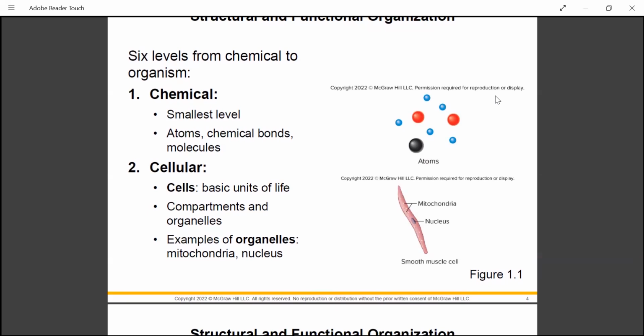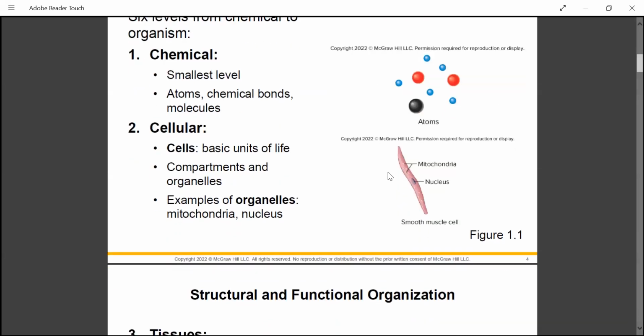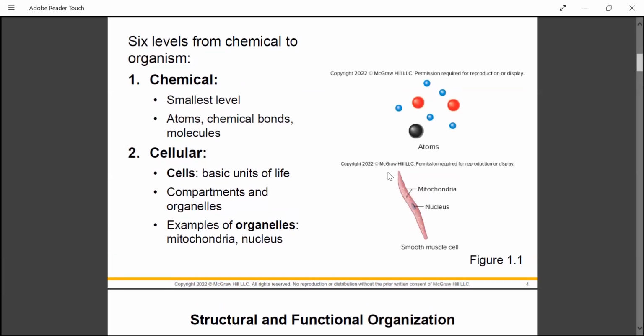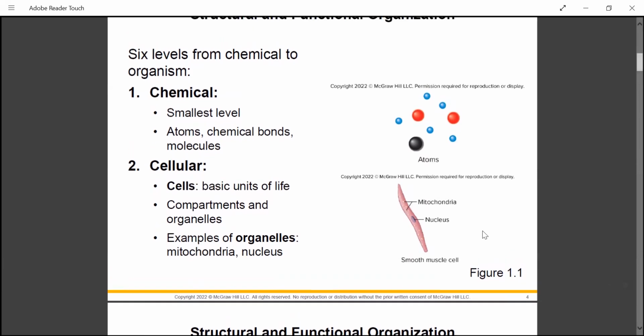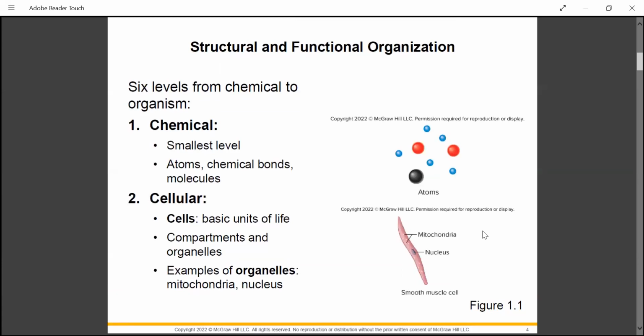A step up from the chemical level is the cellular level. Our cell is a basic unit of life. Chemical is the smallest level, but our second level, the cellular level, is where our actual basic unit of life occurs. The stuff at the chemical level, while it exists, is not life. The cellular level is where life actually begins. Cells are made up of compartments and organelles, such as mitochondria and nuclei, or a nucleus. There are more examples of organelles. I'm sure you guys, if you've taken biology or anatomy in high school, are familiar with organelles.